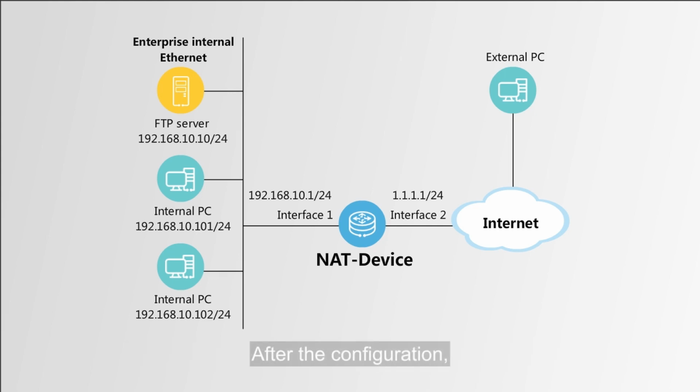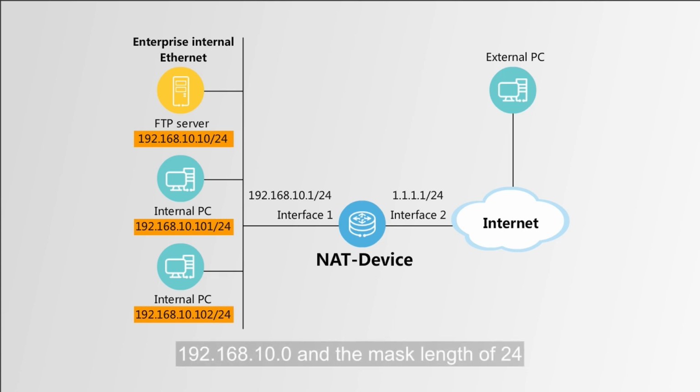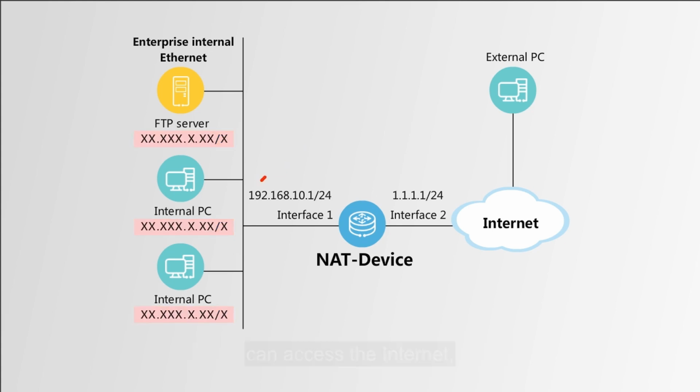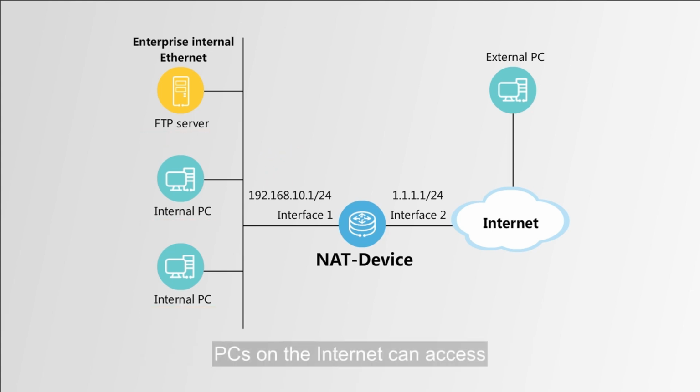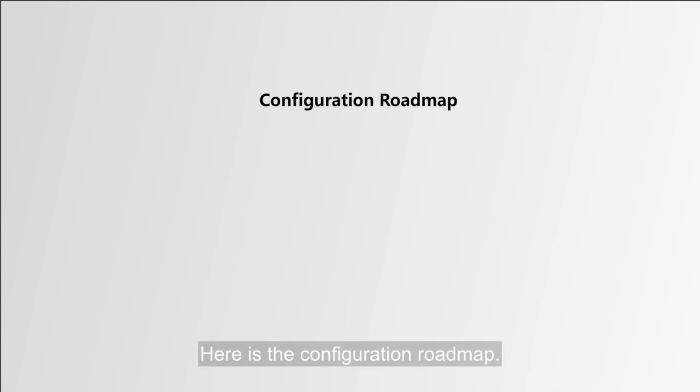After the configuration, PCs with the internal IP prefix of 192.168.10.0 and a mask length of 24 can access the Internet, but PCs on the other network segments cannot. PCs on the Internet can access the FTP server inside the enterprise network. Here is the configuration roadmap.